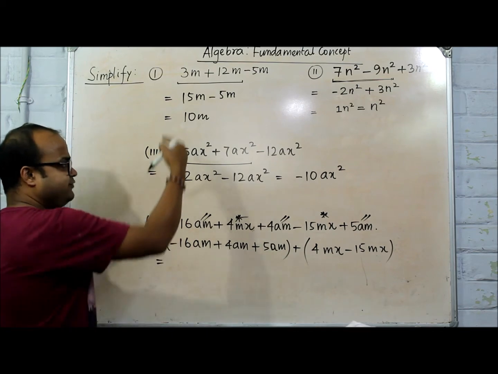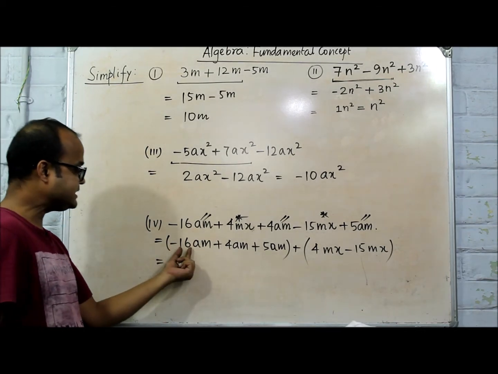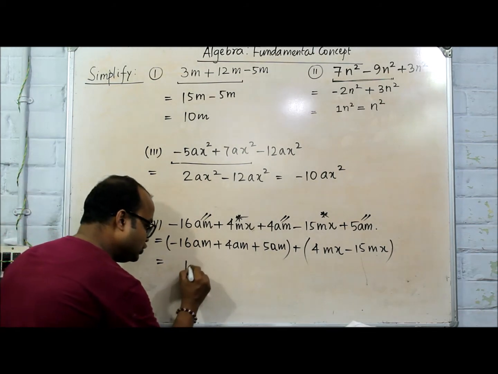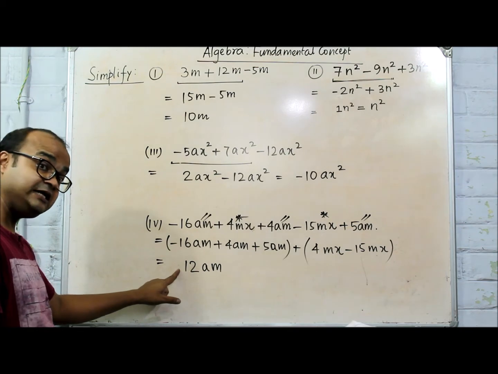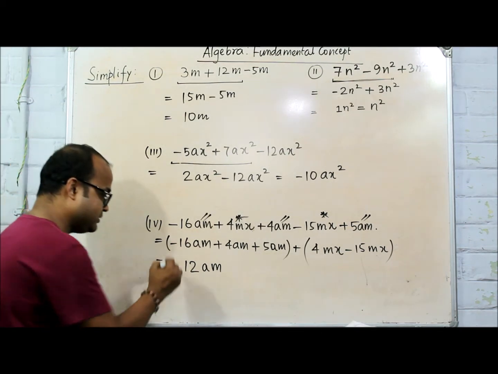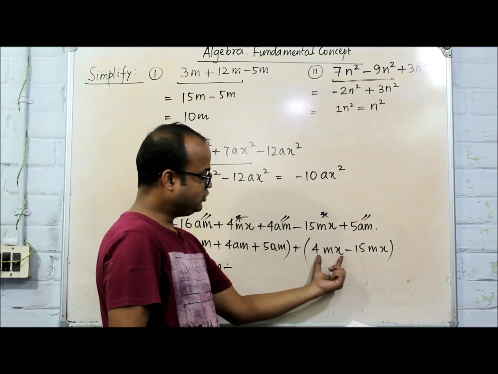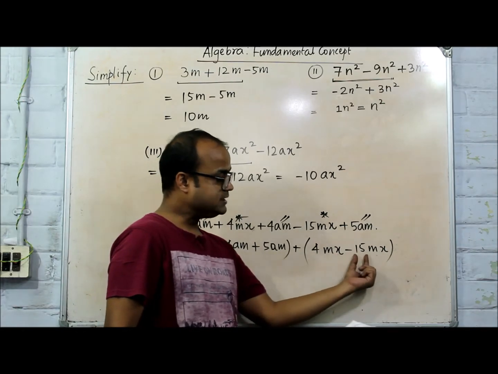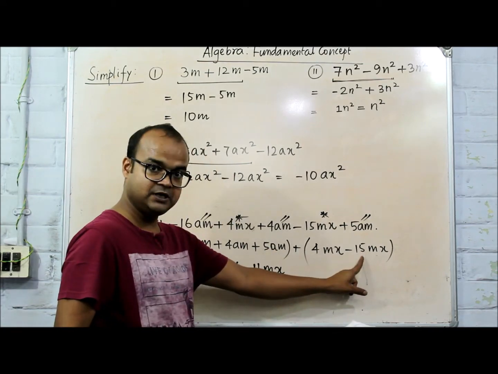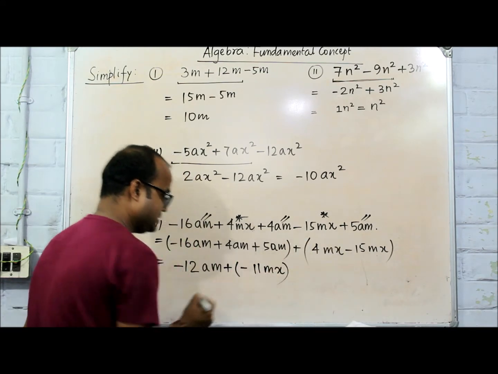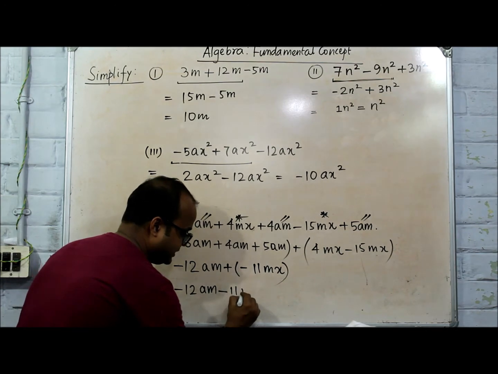If we process the same thing, minus 16 plus 4, opposite sign, so we need to subtract. 16 minus 4 is equal to 12am. 16 is bigger in magnitude, so the result will carry the sign of the bigger numerical coefficient, that is minus 12am. Plus, now if we simplify 4 minus 15, opposite sign. So 15 minus 4 is 11mx. 15 is bigger, so the result will carry the sign of 15, which is minus 11. So minus 12am plus minus 11mx, that is minus 11mx.